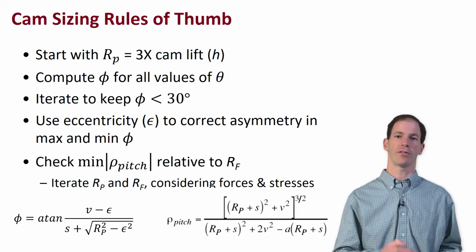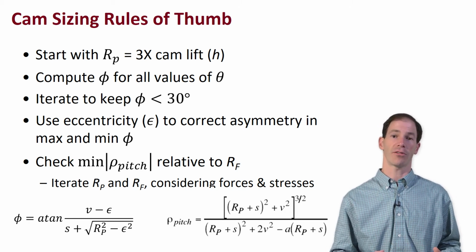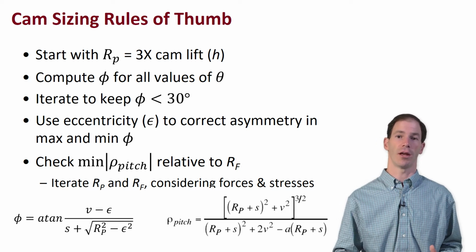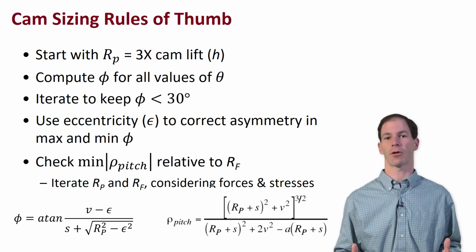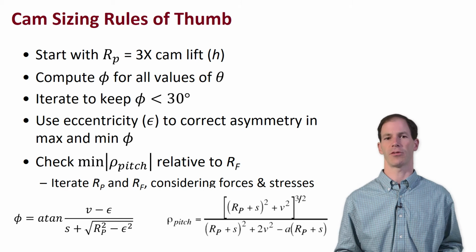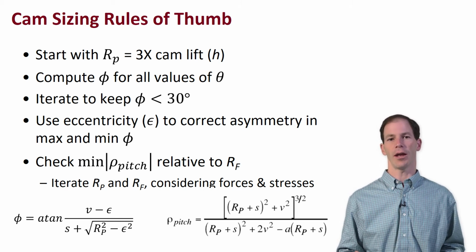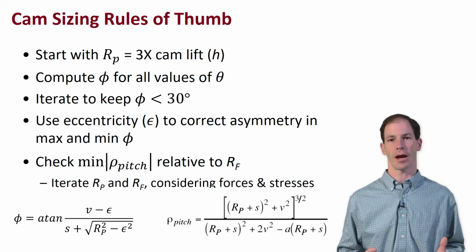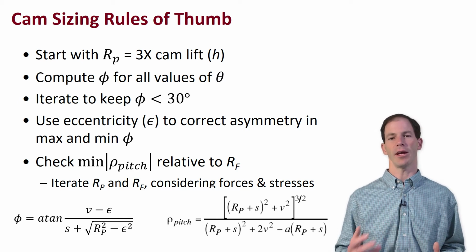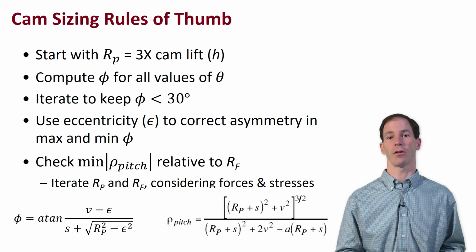So in the situation that we have synthesized here for that S profile, we had a lift of 1 inch. So that means I'm going to start with a prime circle radius of 3 inches, just as a place to start. And then I'm going to go ahead and compute the pressure angle for all values of theta, where theta is the cam rotation angle. And then I'm going to iterate to keep that pressure angle less than 30 degrees.